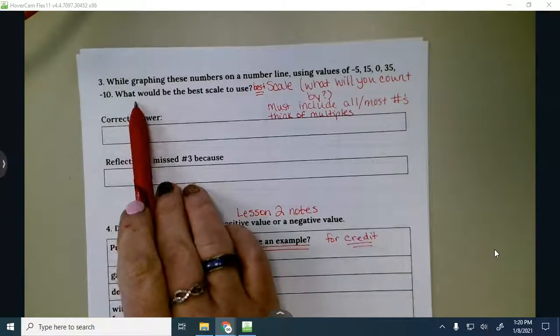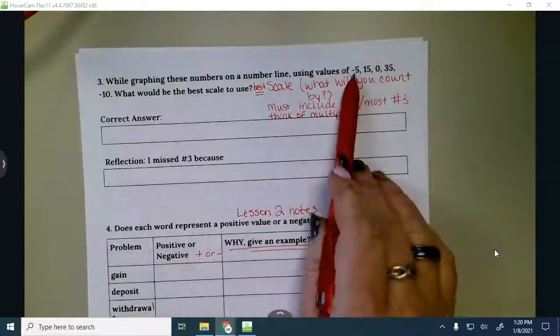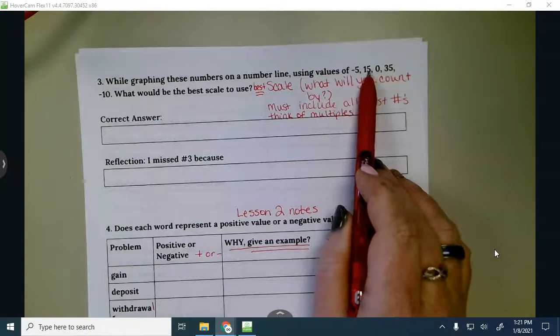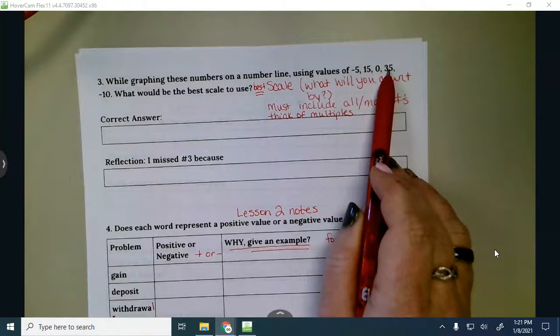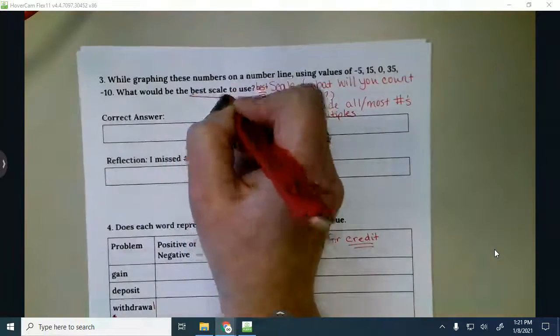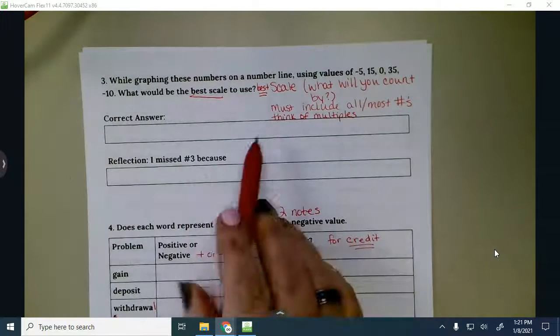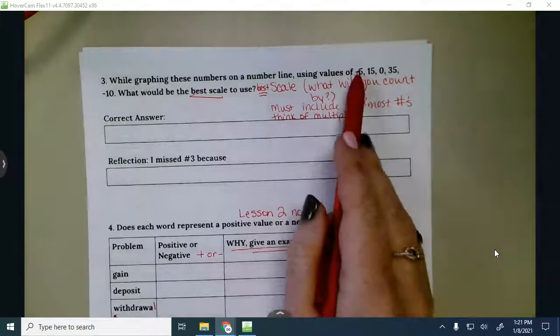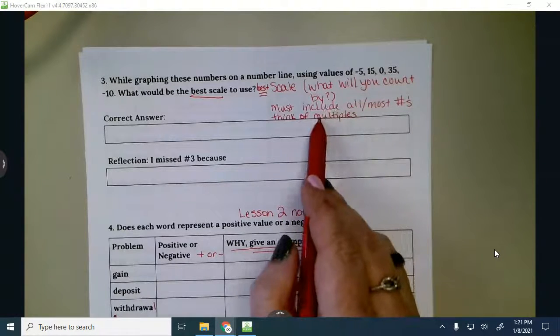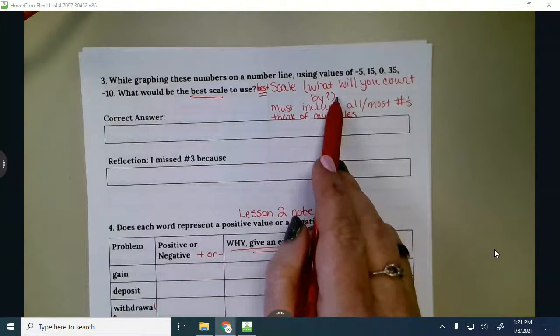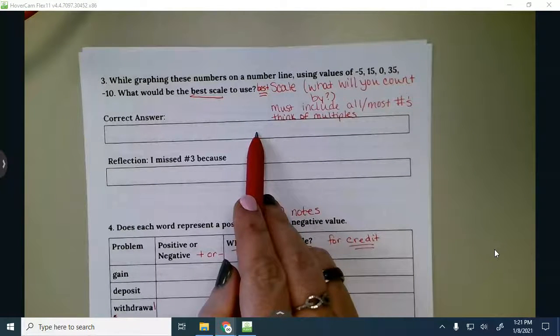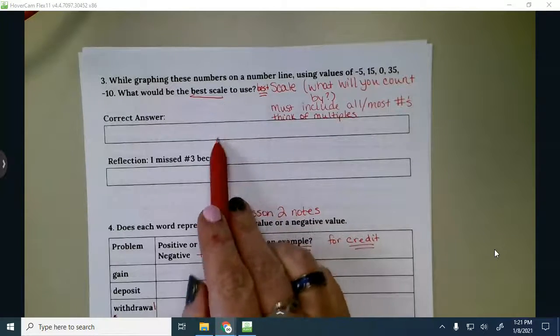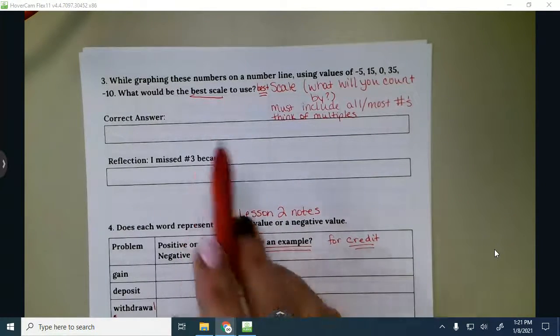Number 3, while graphing these numbers with these values, -5, 15, 0, 35, -10, you want to come up with the best scale. That was the key word because there was other ones that the scale would work, but we're looking for the best one. So what would include most of these or all of these numbers? And also think of multiples, or what would you count by? So that would be your best scale would be your correct answer and then why you think you might have missed it.